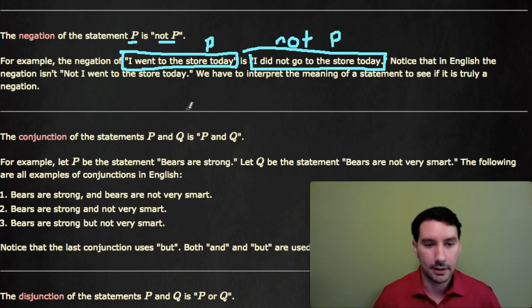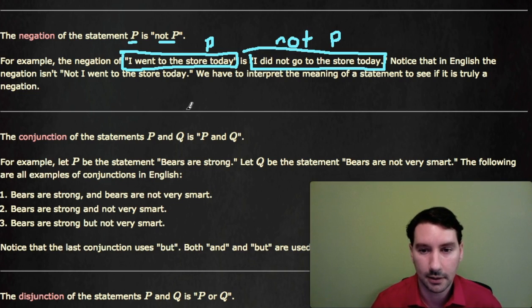So I didn't say "not I went to the store today." In other words, we don't actually say "not P," but logic would say we have the statement P and the negation is not P. In English, we're going to have to convert that into something that negates the statement in meaning. So to say I went to the store today, to negate that, the meaning is I did not go to the store today.